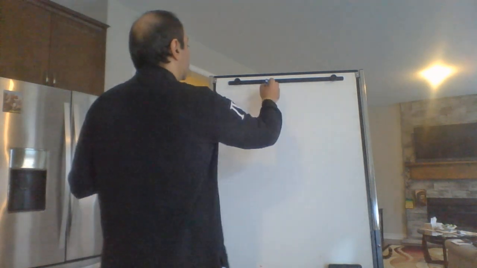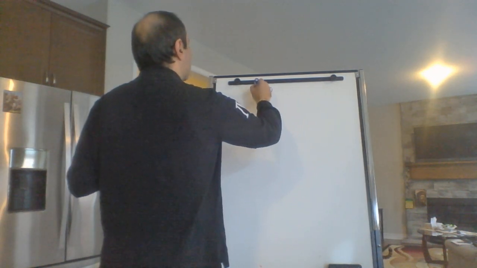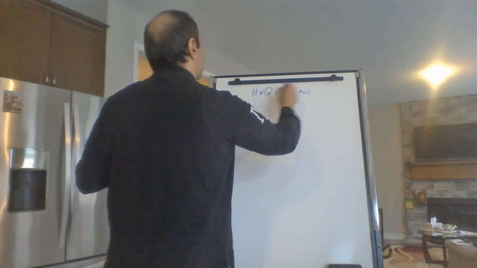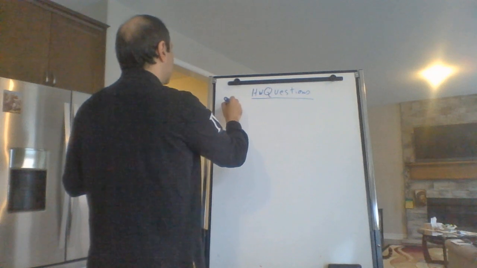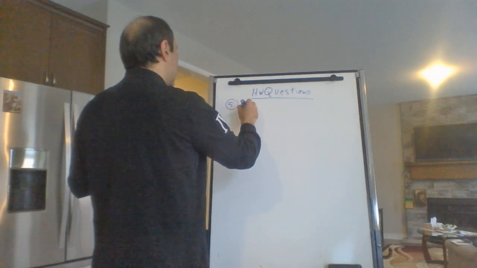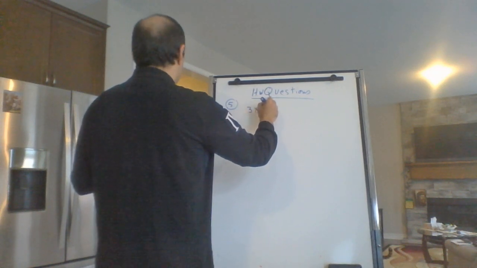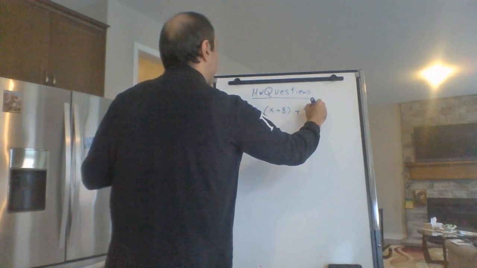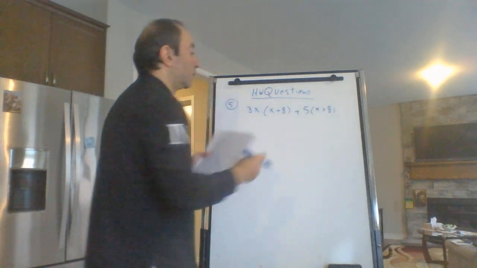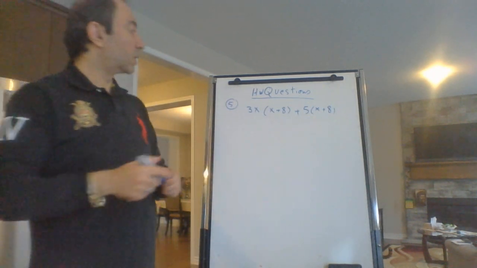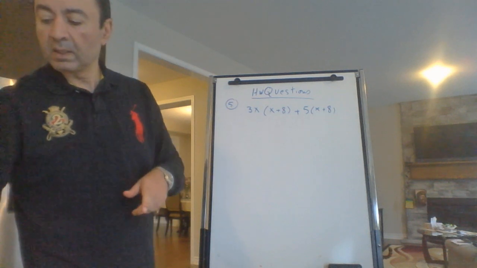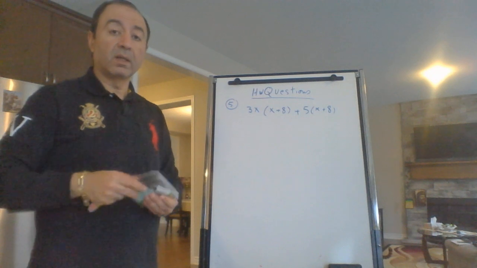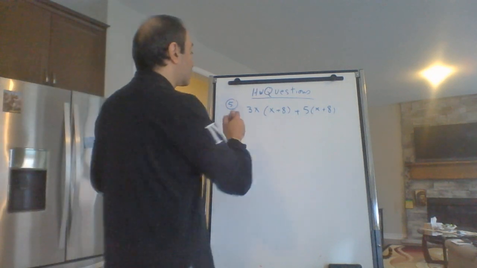So, homework questions. Number 5. I had questions about number 5. So 3x(x + 8) + 5(x + 8). We need to factor this. So when we look at this, we try to see what is common in these two terms. And the common factors can be factored out.